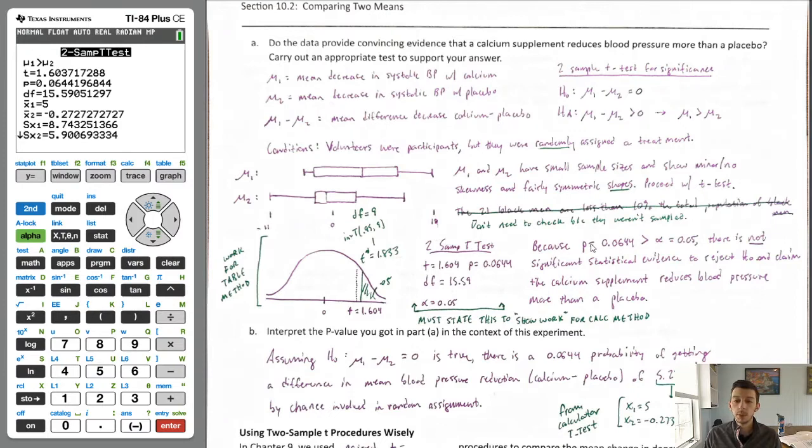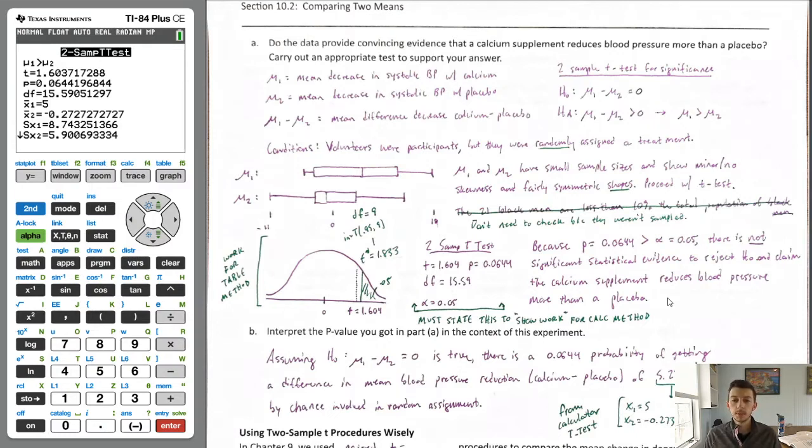So because the p-value is larger than the alpha value of 0.05, there is not statistical evidence to reject the null hypothesis and claim that the supplement reduces blood pressure. If you read the example in the book, they said that this is real data, and the next time they ran the test, they just ran it with more people, and the p-value went down enough to show with confidence, yes, this calcium supplement does reduce blood pressure in black men.